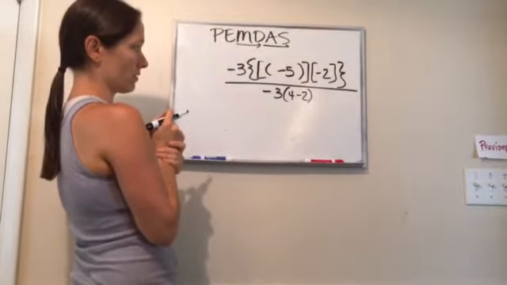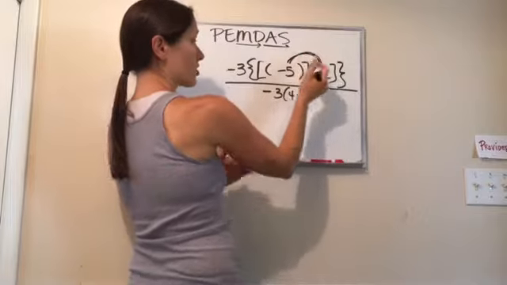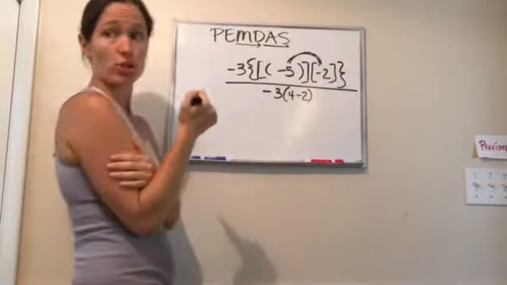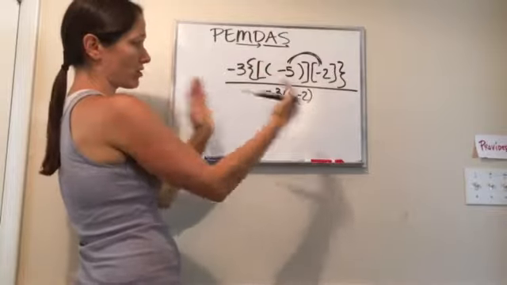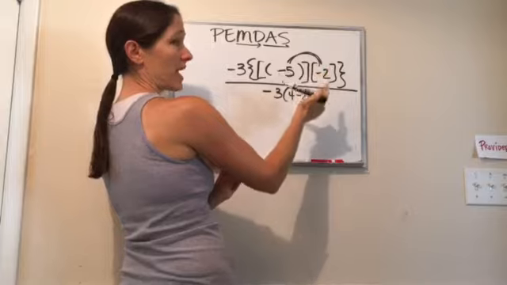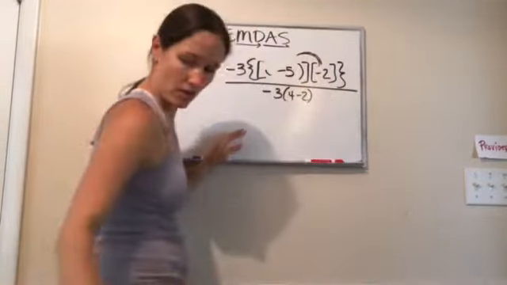You can do the -5 times -2. Because this is in brackets and this is in brackets, it means multiply. When a number and a number are next to each other and it has brackets, then you're going to multiply. So -5 times -2 makes a +10.